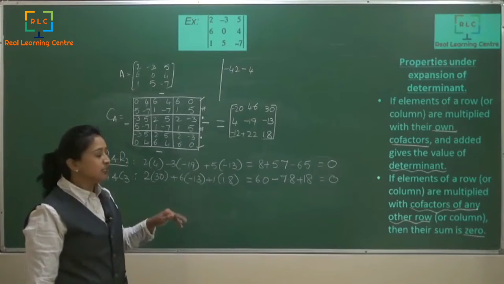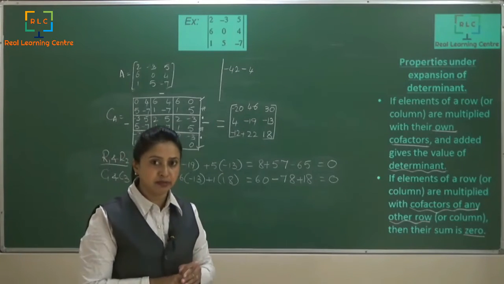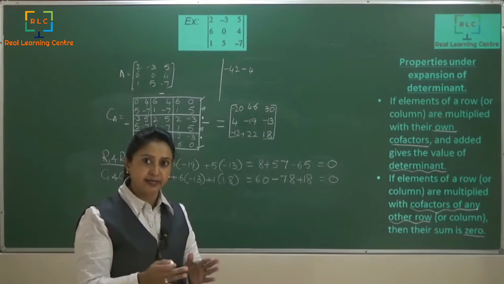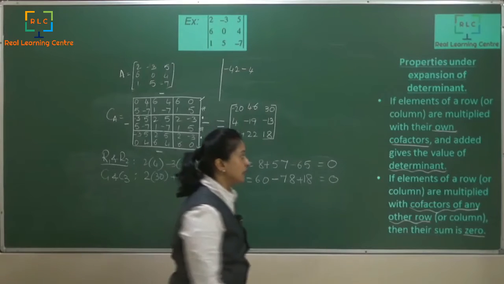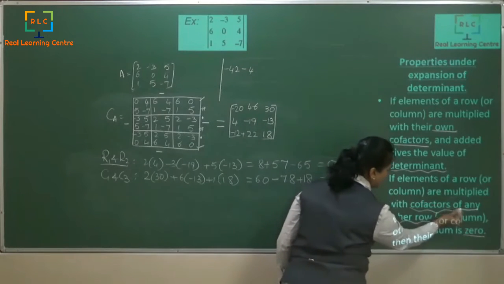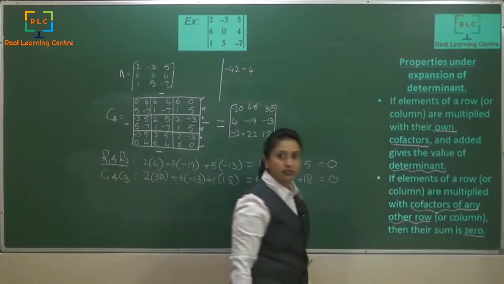Isn't it amazing? So now like this, when any row or any column elements multiplied by the cofactors of another row or column, and added, we always get what? We always get 0. This is what is your second property. Elements of a row are multiplied by cofactors of another row, then their sum is always 0.